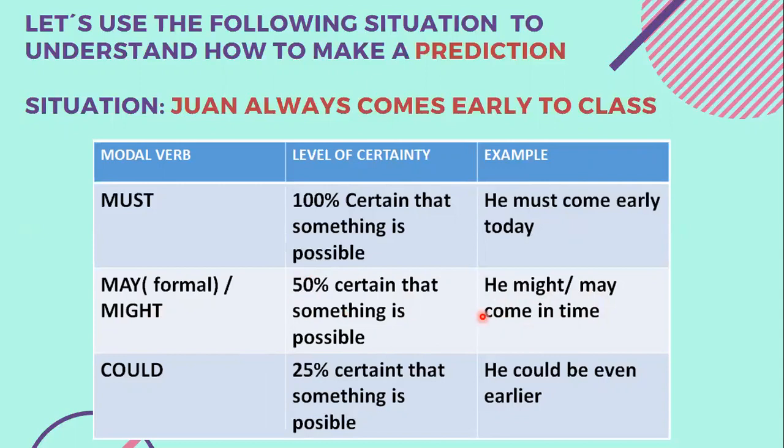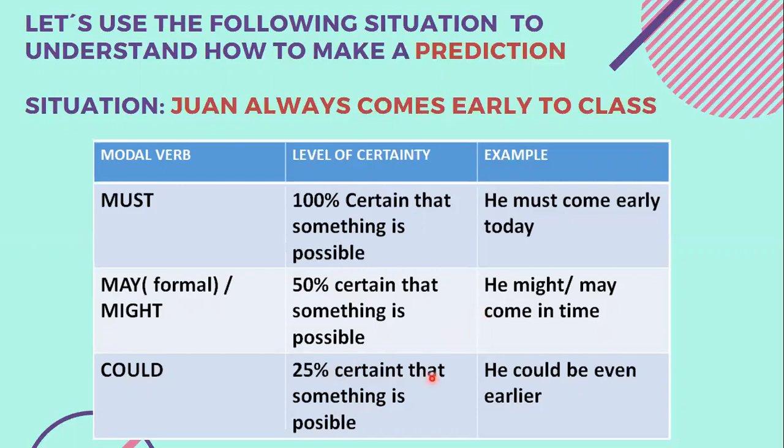Okay, here you see that he always comes early to class. That's the situation. But probably today things may change. You don't know. Maybe he is having a problem with his parents and they are not able to go in the car, or probably if he's traveling by bus, there was something happening to the bus and we don't know. So therefore, in this case, you have a 50-50 chance when you are not sure that something is possible or not.